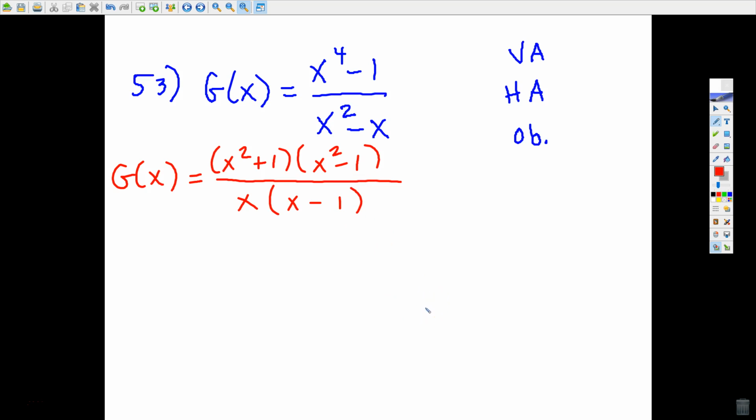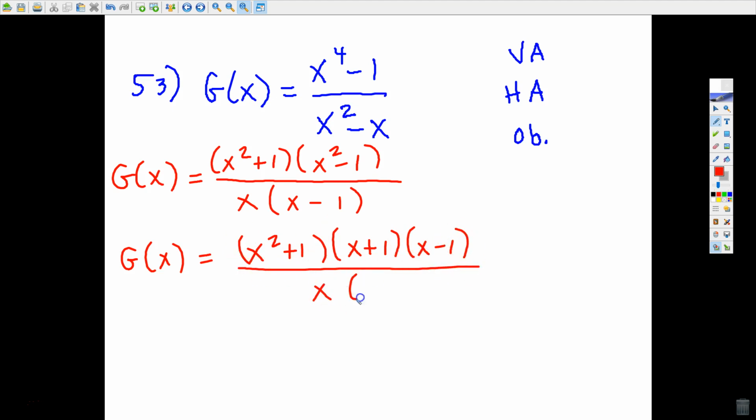Can I factor any more? Numerator or denominator? Look closely. Any more factoring opportunities? Look at the numerator. What's in the numerator? Yeah, that's the difference between two squares also. So let's factor a little bit more. The factoring really makes these quite a bit easier to deal with. Okay, now cancel if you can. And we have some matching factors that we can cancel, the x minus 1s.